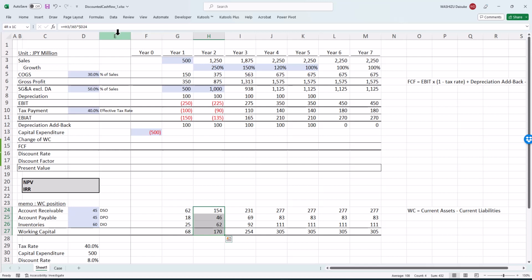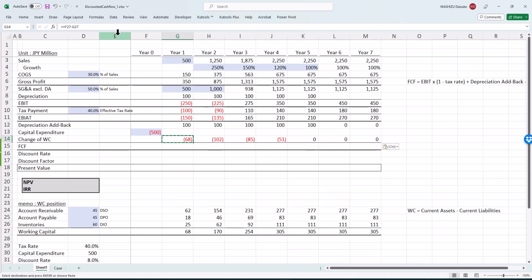So what we should do is to have a change of the working capital position, taking the gap between the previous year and this year end. Increasing the working capital puts a negative impact on free cash flow. So simply previous year's working capital minus this year's working capital position. Okay, so that's the calculation of the change of the working capital.